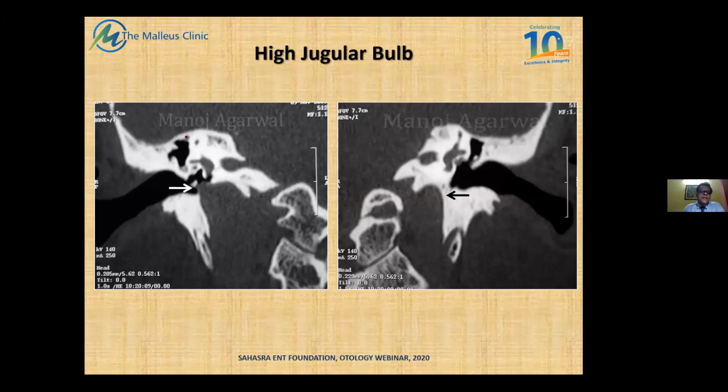So, tegmen, lateral canal, superior canal, vestibule, facial nerve, internal auditory canal, jugular bulb. Okay, I need to mention this. I forgot the last time when we did the coronals. This is the petrous apex. This is the occiput. So this is called the petro-occipital fissure, and through it passes an emissary vein which connects the jugular bulb to the inferior petrosal sinus.